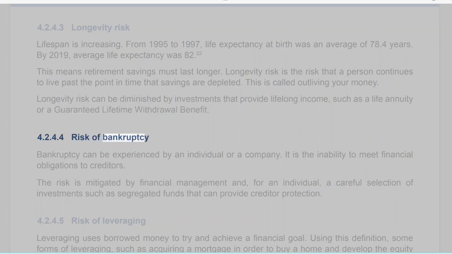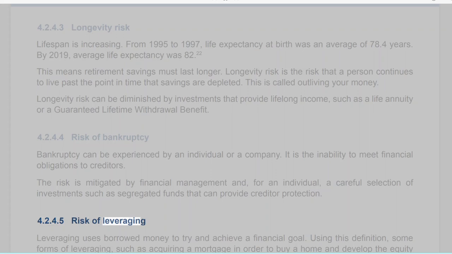4.2.4.4 Risk of bankruptcy. Bankruptcy can be experienced by an individual or a company. It is the inability to meet financial obligations to creditors. The risk is mitigated by financial management and, for an individual, a careful selection of investments such as segregated funds that can provide creditor protection.